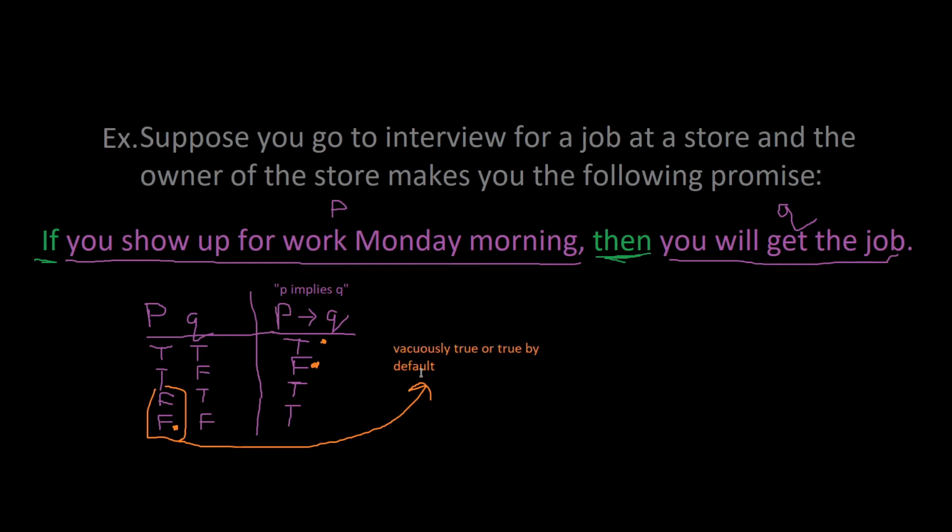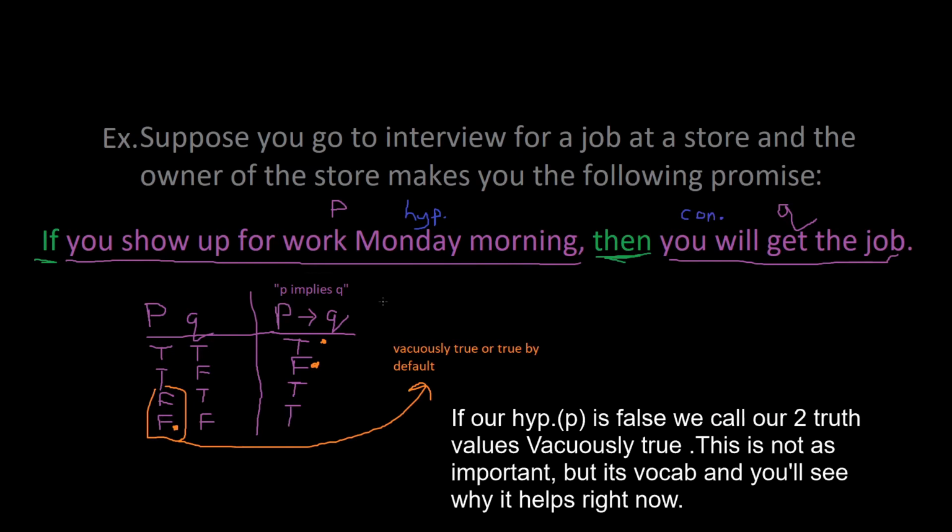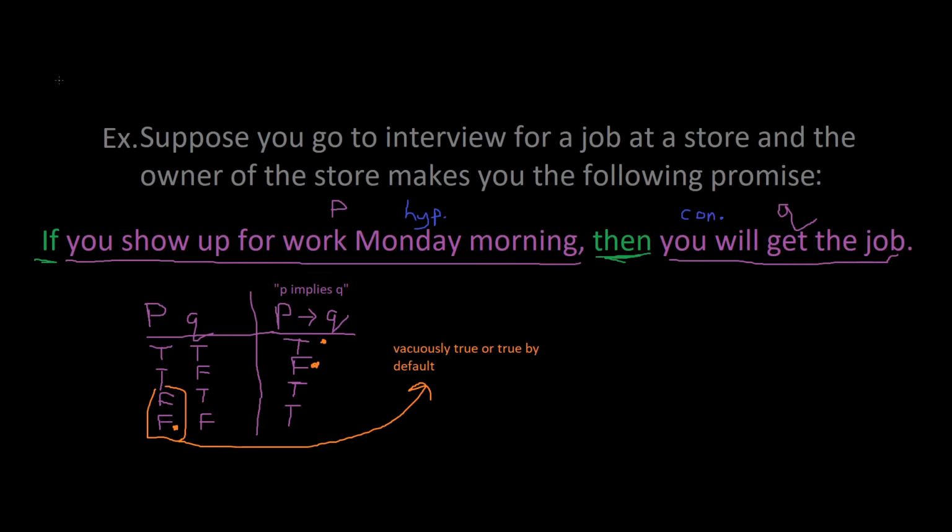What this means is that if the hypothesis is false, then we call it this. So what is our hypothesis? This is our hypothesis; I'm not going to write it all out, so I'm going to write "hyp." And this is what we call the conclusion, so I put "con." If our hypothesis is false, we call it vacuously true, or true by default. This is applicable in a real-life sense, because you have to take someone's statement on its merit, on its truth value.